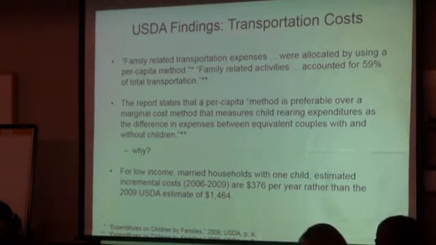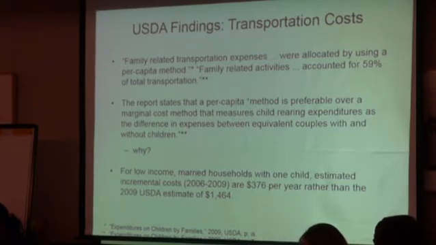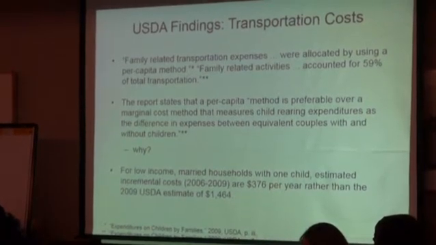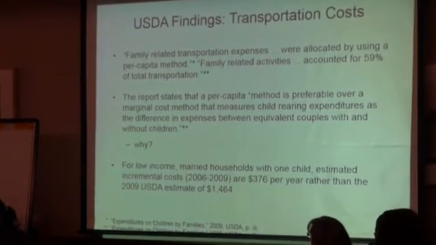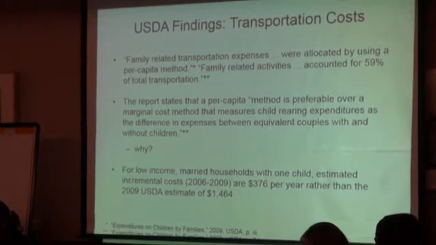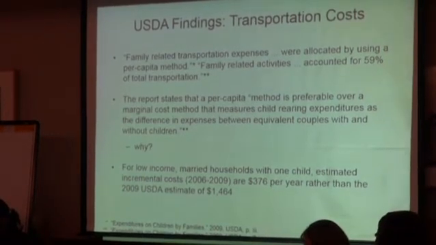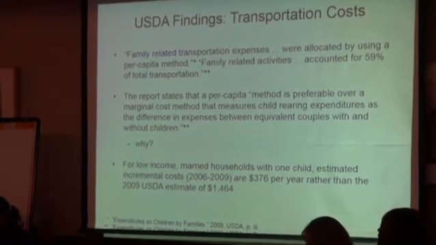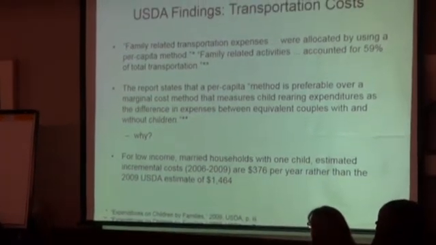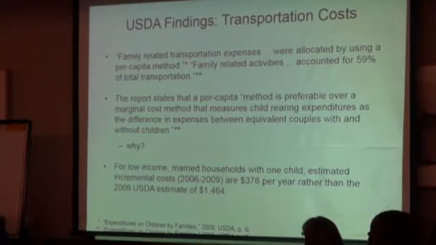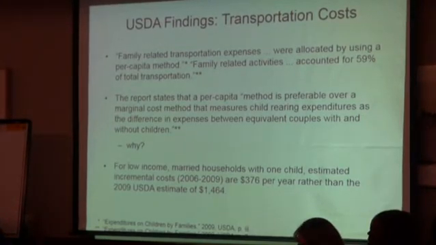Look at the differences. This is again for low-income married households. Their number is $1,400 and mine is $300. It's not the way people behave. The assumptions that are made do not reflect actual expenditures.